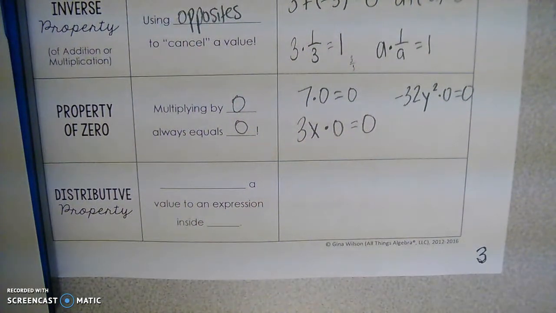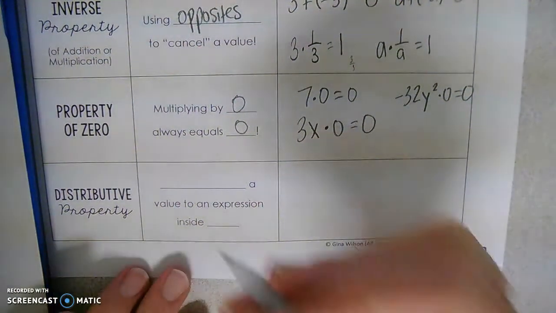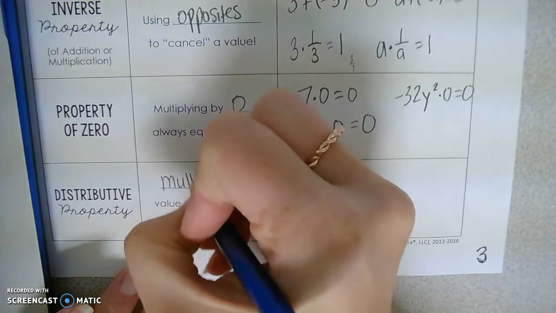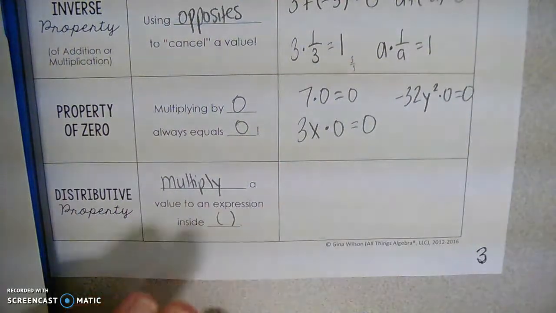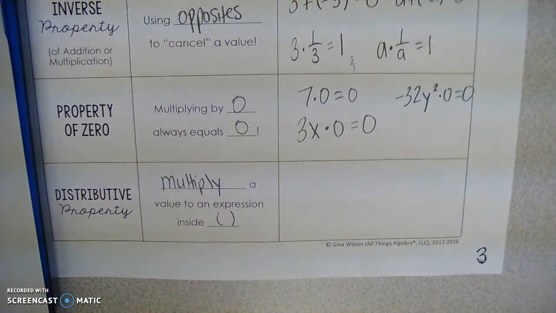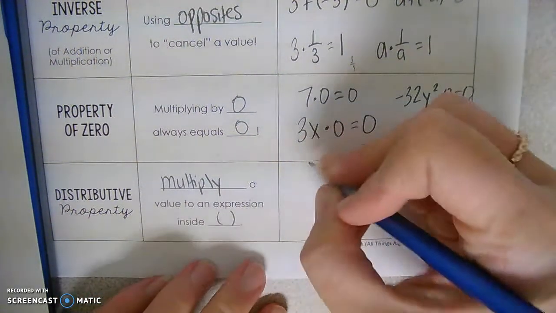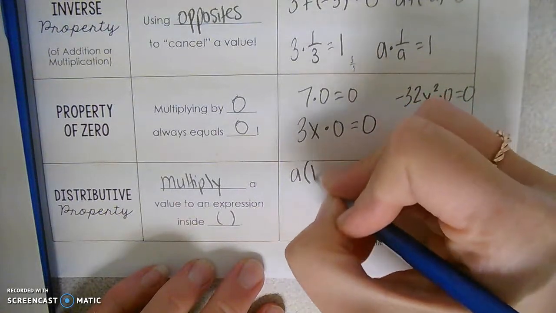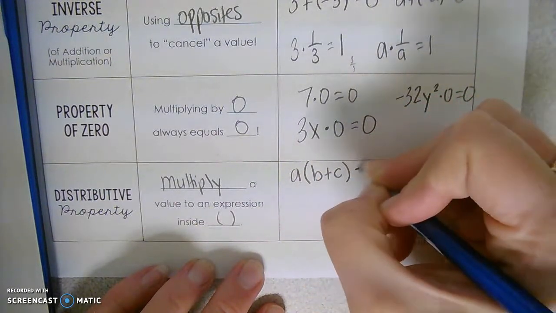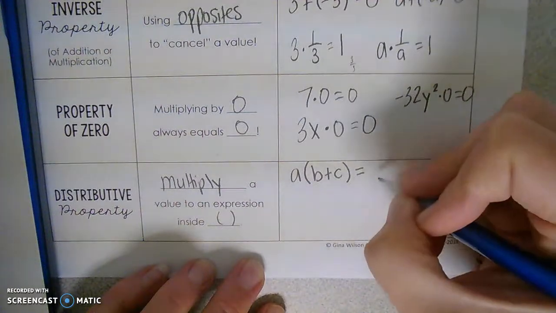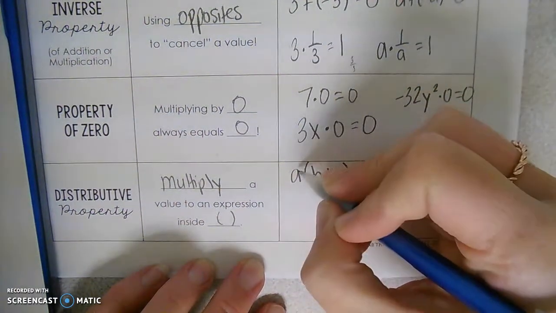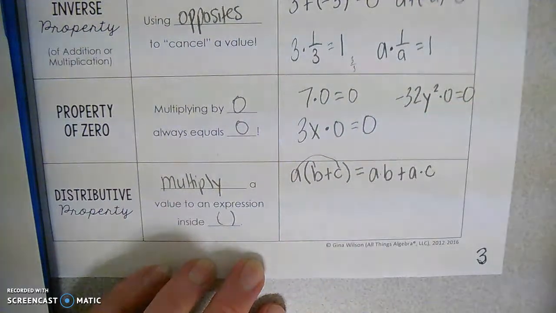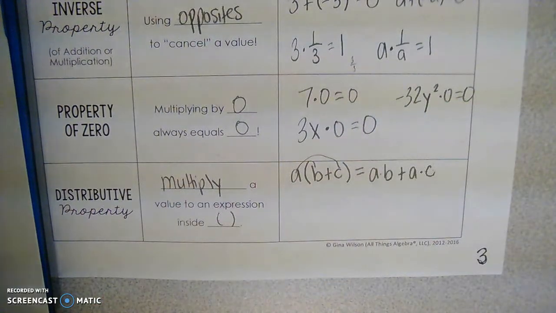The distributive property we will use a lot in Algebra 1. And this is to multiply a value to an expression inside parentheses. So the actual property looks like this. A times B plus C. You're going to do A times B plus A times C. You distribute to the first term and the second term. And you can always have more than 2 terms inside, but most of the time it will look like this.